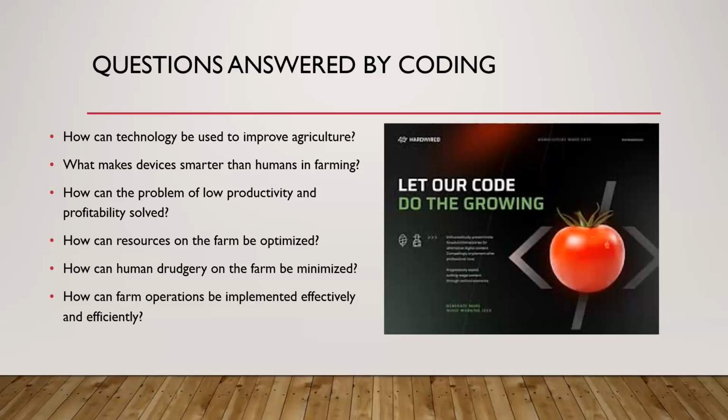Another question that can be answered by coding is, how can the problem of low productivity and profitability be solved? Another question is, how can resources on the farm be optimized? Again, we use technology, but we do coding to facilitate the technology to do the optimization of the resources. I've time and again mentioned how it ameliorates human drudgery on the farm, and also how can farm operations be implemented effectively and efficiently. That is again also by coding the technology.